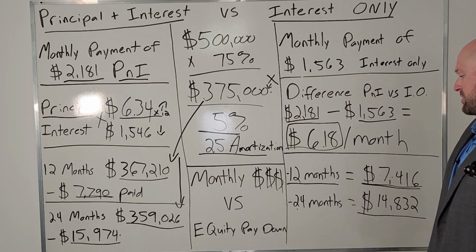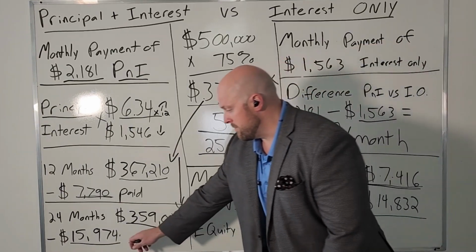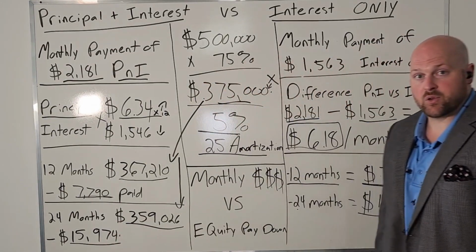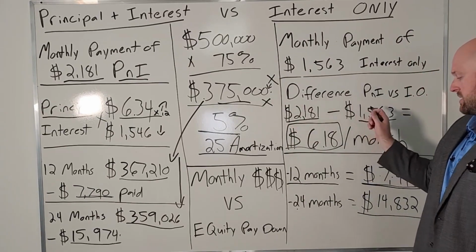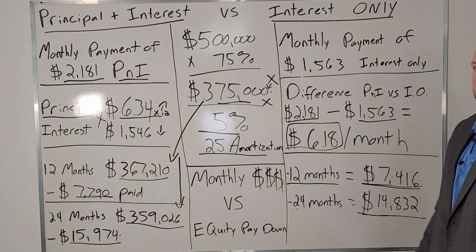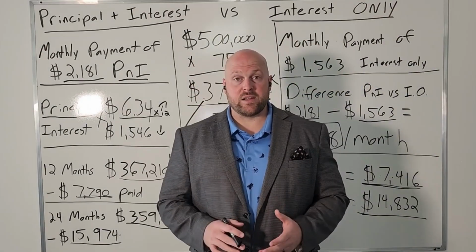Okay, so I just want to make sure we're all on the same page. Instead of paying down this $375,000 by $16,000 here, after 24 months you did not pay any of this off whatsoever on this side, but you made $15,000 more. And let's talk about the pros and cons of this. Let's break down this deal overall.